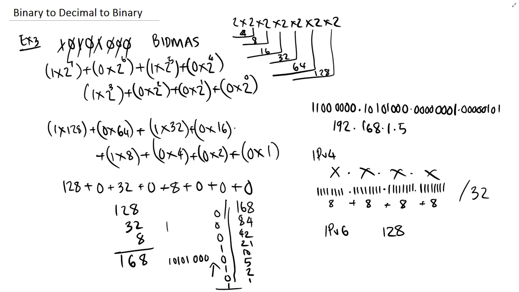So then came what we call subnetting, just to conserve the IP addresses.